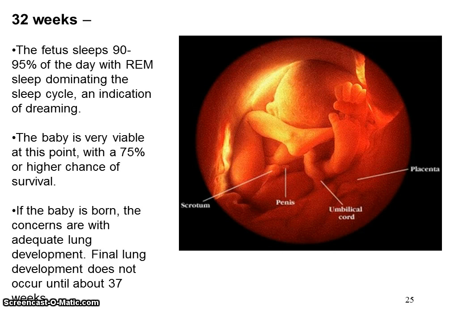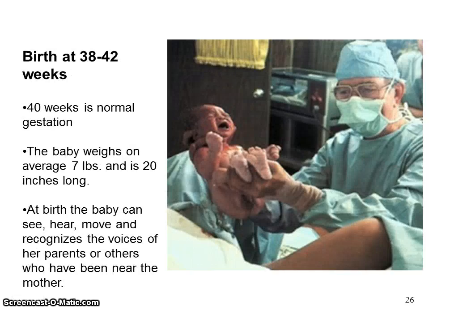At 32 weeks, the fetus sleeps about 95% of the day. A lot of that sleep time is in REM sleep, and the baby has a 75% chance of surviving if born at this point. At 40 weeks is when most individuals have the labor. 38 to 42 is considered very normal. The average baby weighs about 7 pounds.